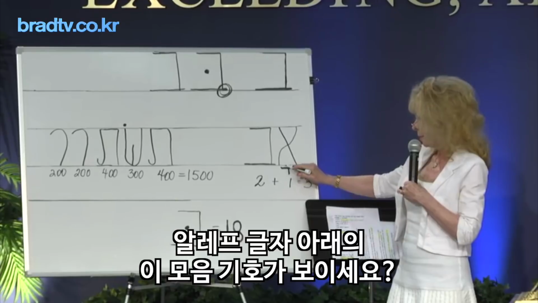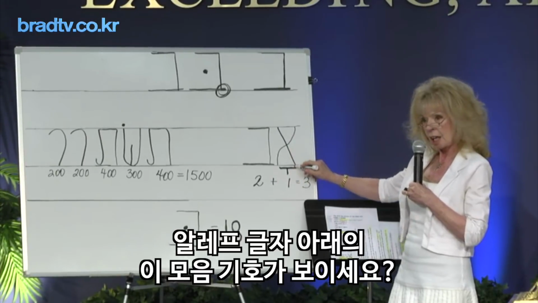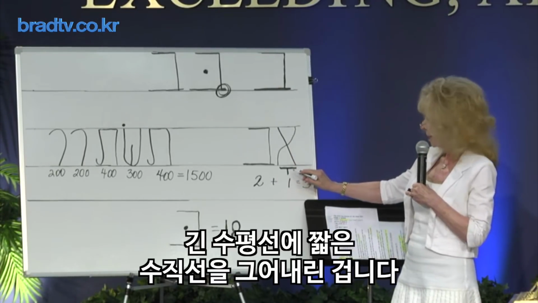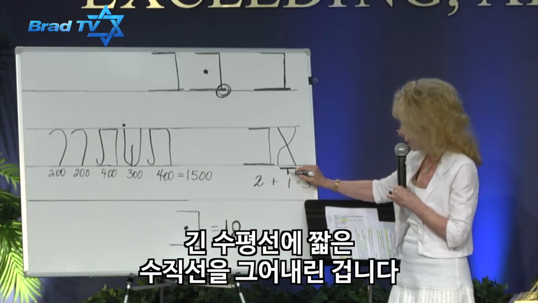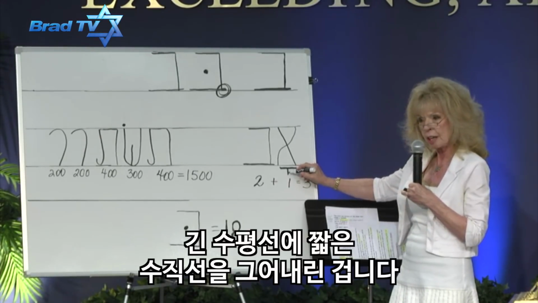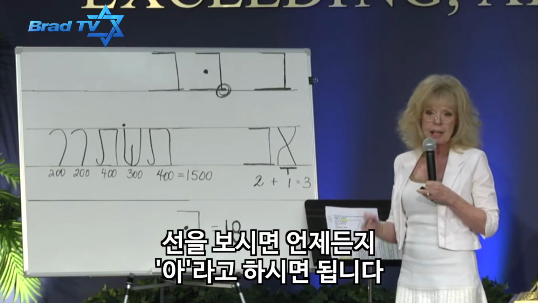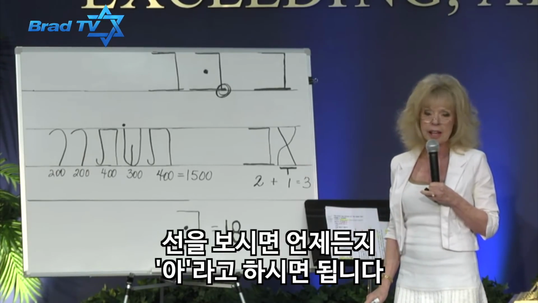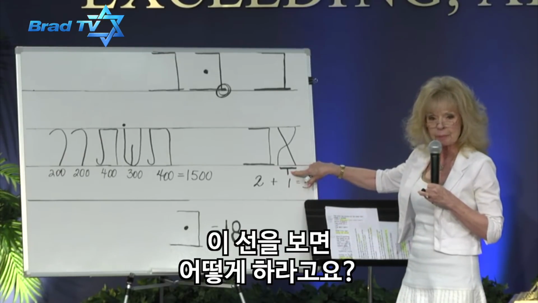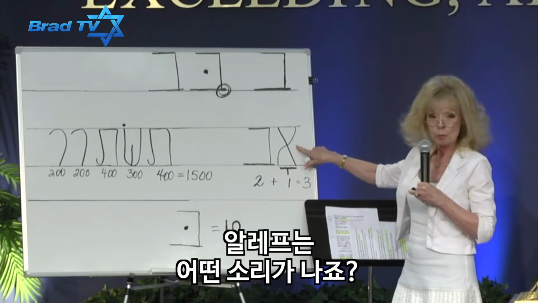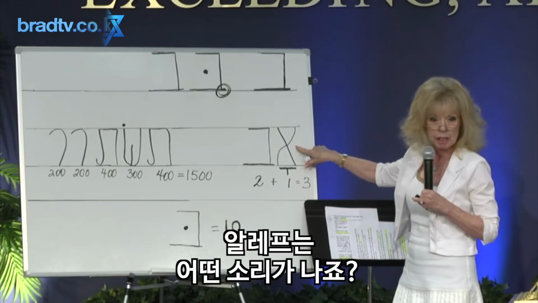Now, do you see this vowel point under the aleph? It's just a line, a horizontal line with a little short vertical line. This is your first vowel point. Whenever you see a line, you're going to say ah. Okay, so when you see the line, what are you going to say? Ah. And what sound does aleph make? Let me hear it.